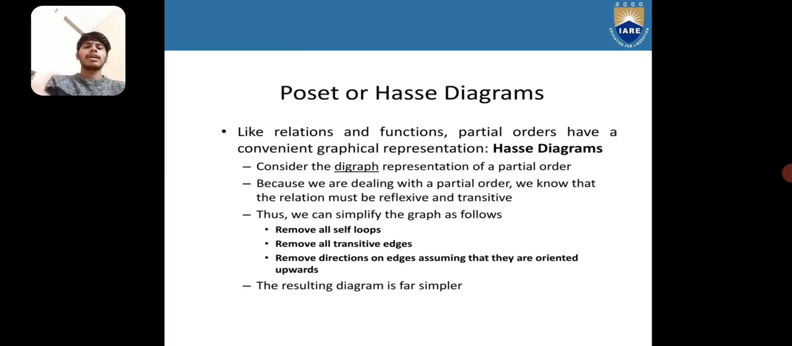So poset or Hasse diagrams. Like relations and functions, partial orders have a convenient graphical representation, the Hasse diagram. Consider the diagram representation of a partial order. Because we are dealing with a partial order, we know that the relation must be reflexive and transitive. Thus we can simplify the graph as shown: remove all the self loops, remove all the transitive edges, and remove directions on edges, assuming that they are oriented upwards. The resulting diagram is far simpler.